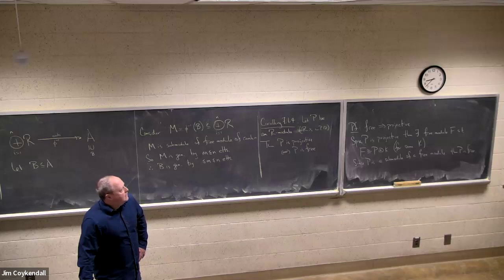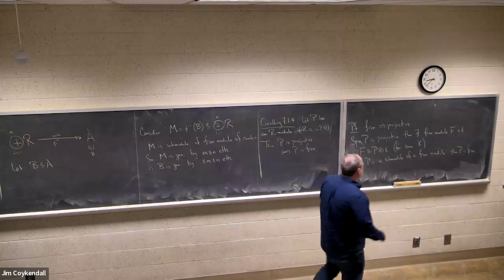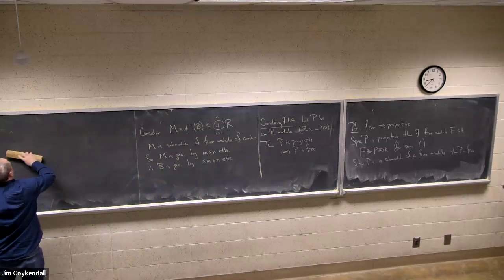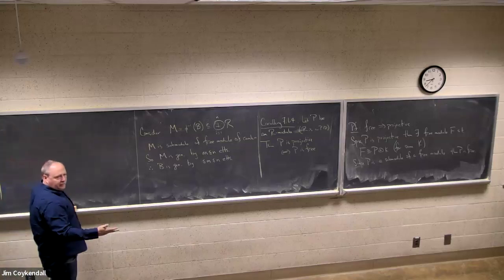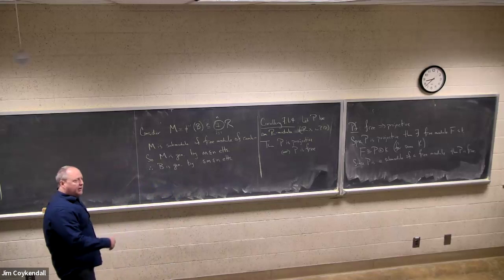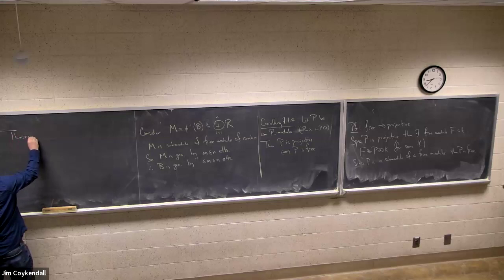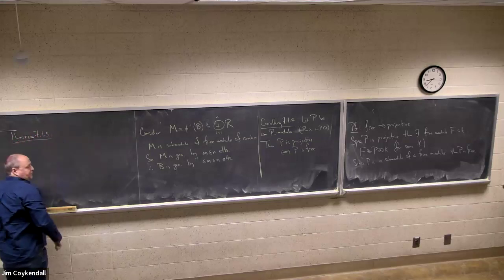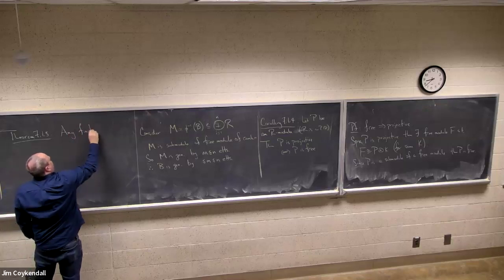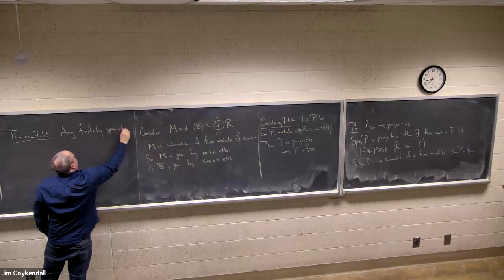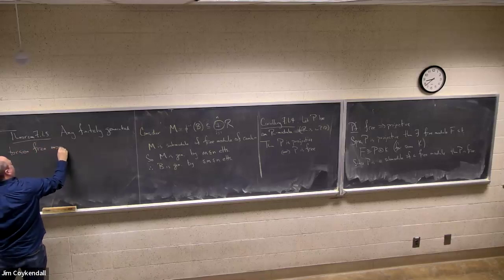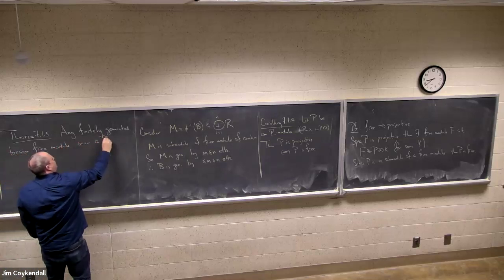Okay, so we already know that even Z, right, Z is a PID, Z has modules that are not flat, because earlier today we noticed that Z2 is a Z module that's not flat. Projective and free are the same thing, and here's a theorem that gives us something else if we restrict to finitely generated. Any finitely generated torsion free module over a PID is free.